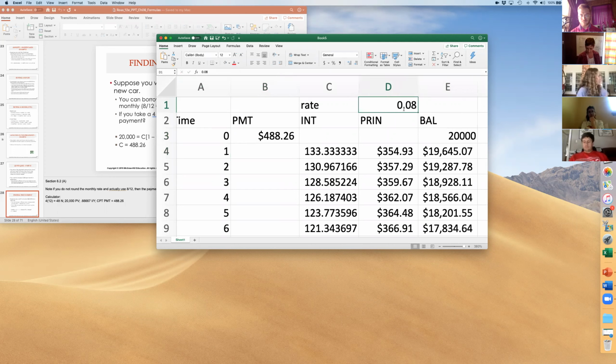And let's say I change that interest rate, like today, interest rates are very low. Interest rates are maybe for a car loan, maybe 2%.